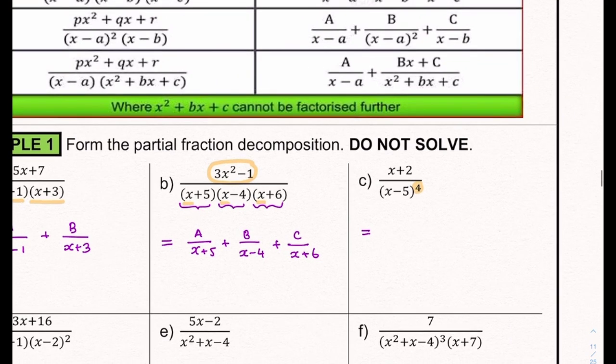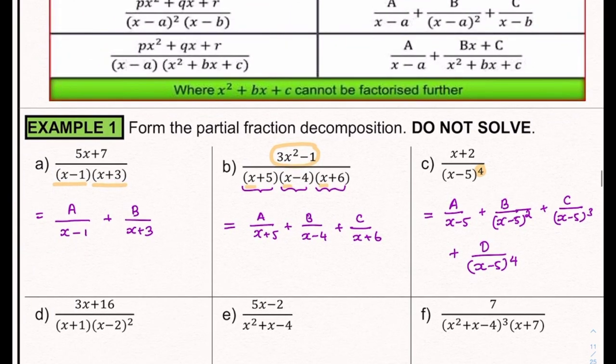So I'm going to have A over x minus 5 plus B over x minus 5 squared. I'm going to keep on going until I reach the number 4, right? So then I'm going to have C over x minus 5 cubed plus D over x minus 5 to the 4, right? So that's how we deal with factors with multiplicity.